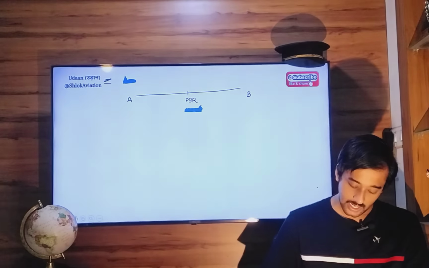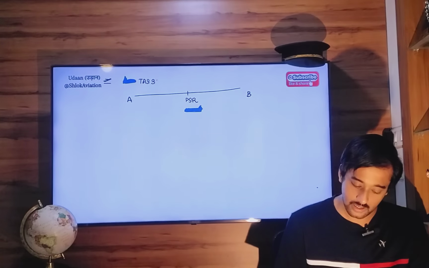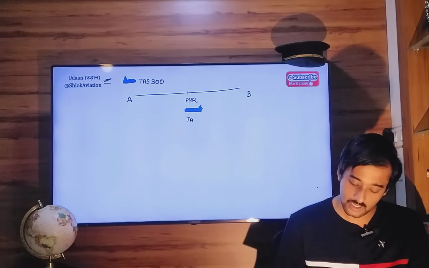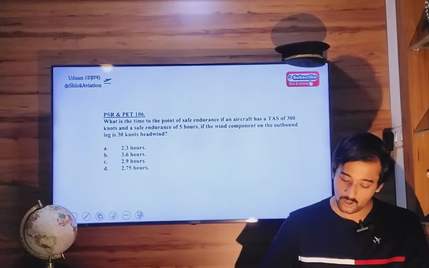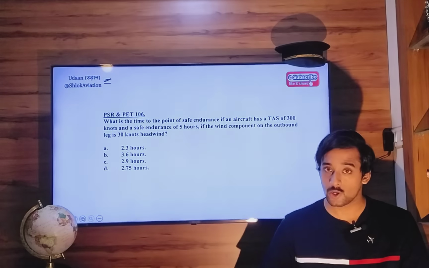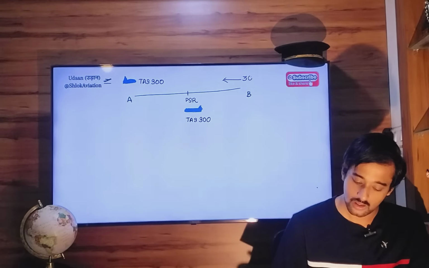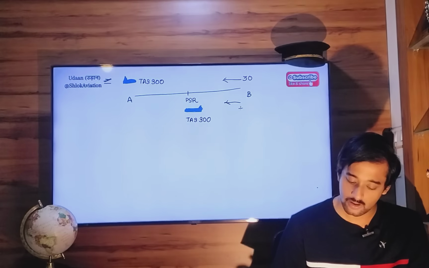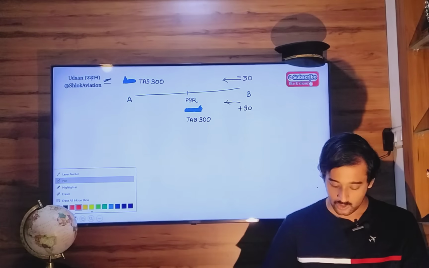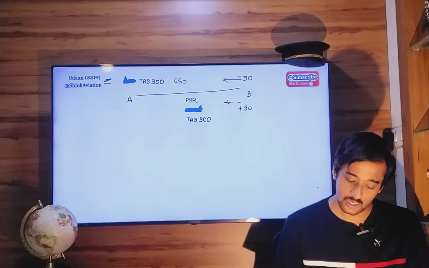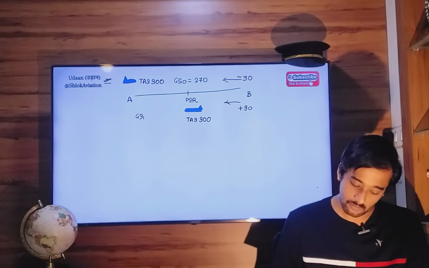Okay. Now the TAS of this aircraft is 300. You are getting a headwind of 30 knots on the outbound leg, and that will become a tailwind on the homebound leg. So minus 30, plus 30. Now, what will be the ground speed outbound? 300 minus 30, 270. What will be the ground speed on the homebound leg?